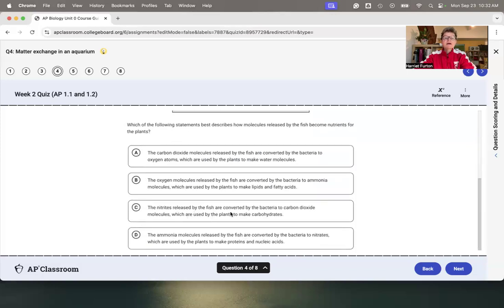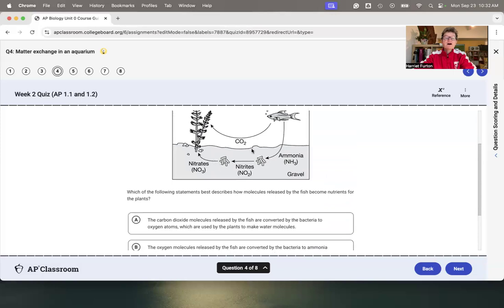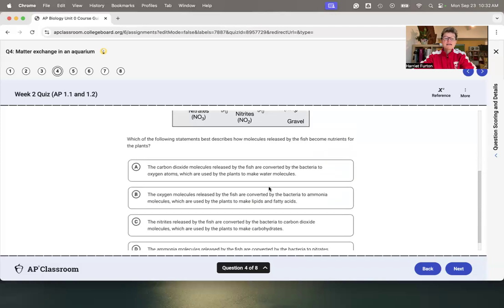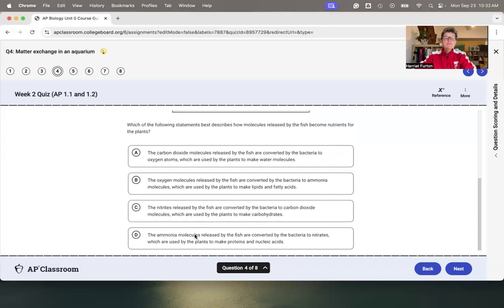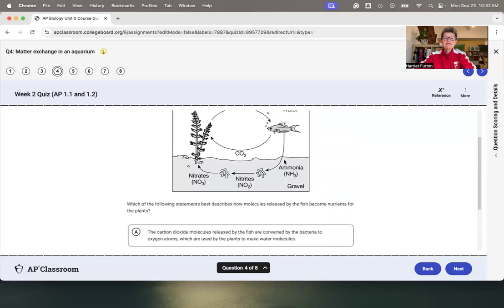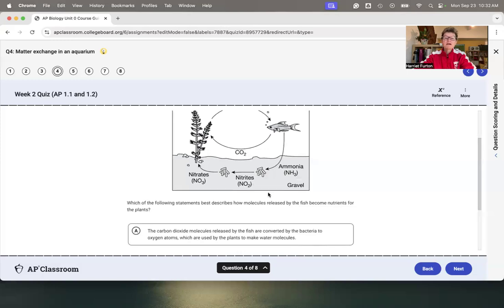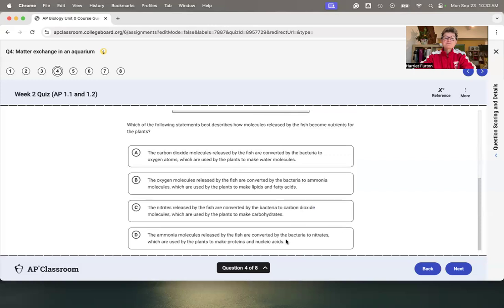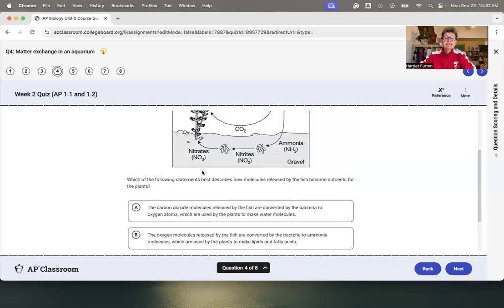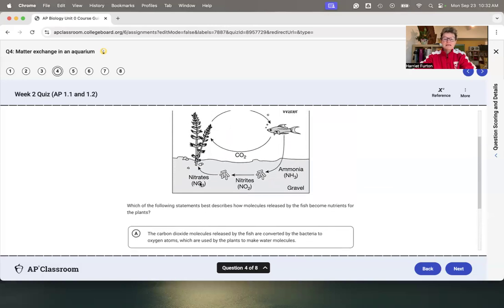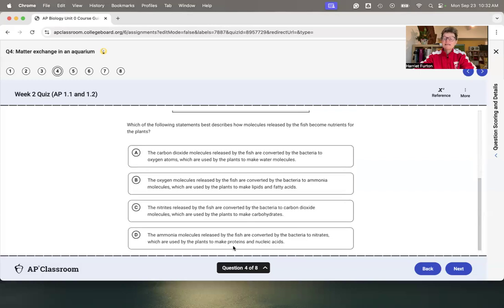The nitrite released by the fish are converted by bacteria to carbon dioxide. The nitrite will not turn into carbon dioxide. The nitrite will turn into nitrate. So C is not correct either. The ammonia molecules released by the fish are converted by bacteria to nitrate. That's ammonia turns to nitrate eventually, which are used by the plants to make proteins and nucleic acids. Yes, because we know that the amino acids and nucleotides contain nitrogen, so D is the correct answer for that.